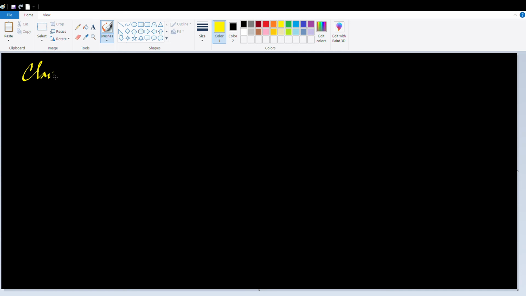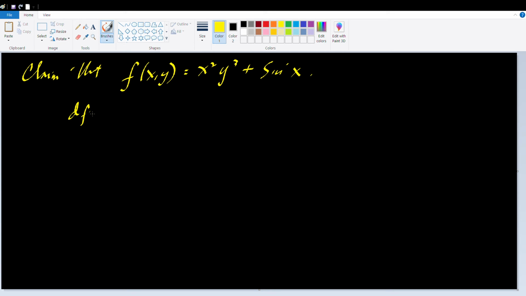So we claim that the function f that we are looking for is x squared y cubed plus sine of x. To prove our claim, we get the differential of f. We know that the differential of f is equal to the partial of f with respect to x dx plus the partial of f with respect to y dy.